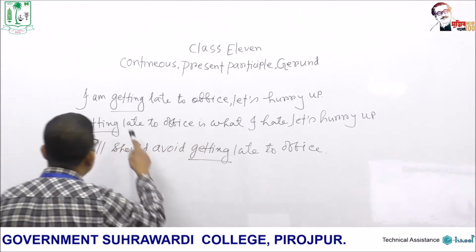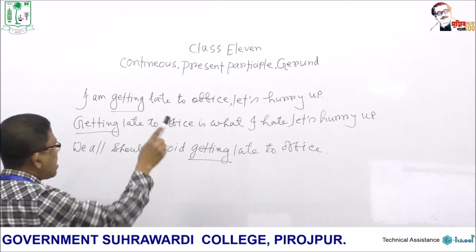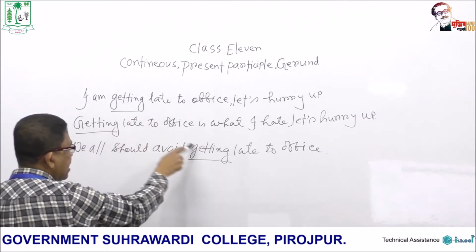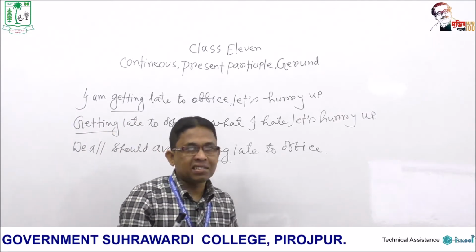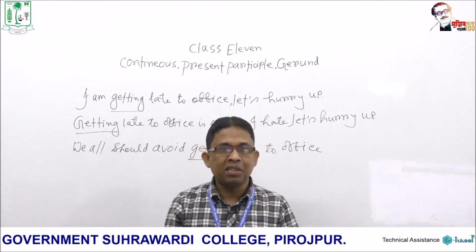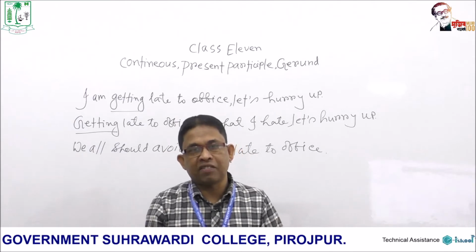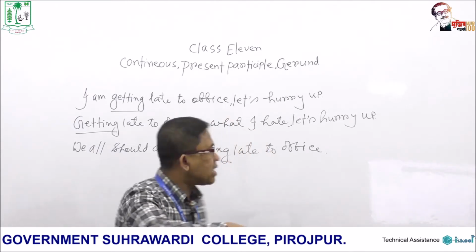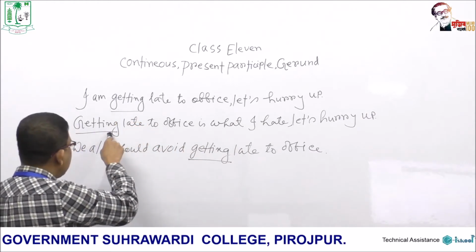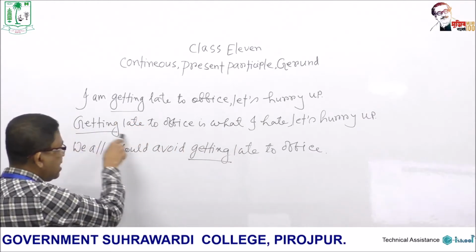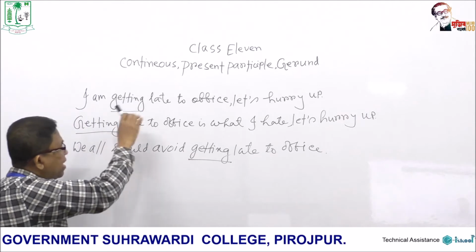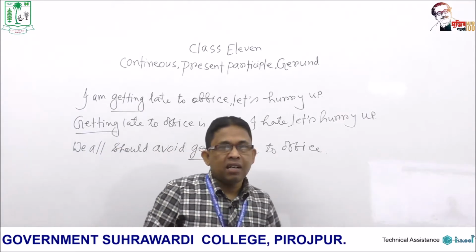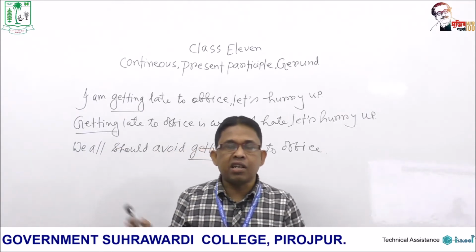So here are three sentences with getting, getting, getting. All these look alike, they are exactly the same, but they are not the same in their function. They look exactly alike in their form, that is, the base form of the main verb get has taken ing at the end.